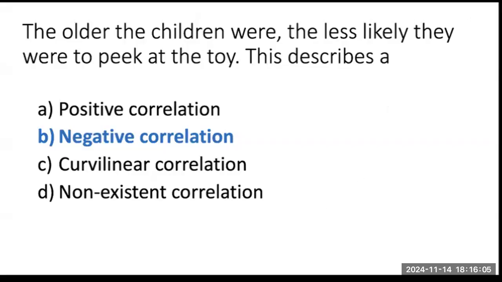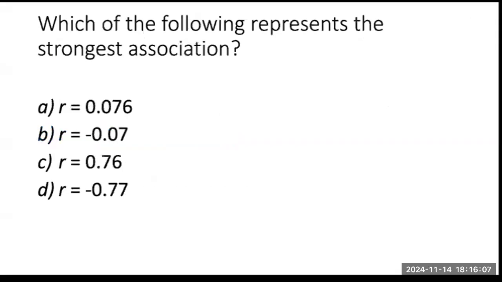All right, which of the following represents the strongest correlation? Is it R, which is the Pearson's R, equals 0.076, R equals negative 0.07, R equals 0.76, or R equals negative 0.77? Which one is the strongest association?